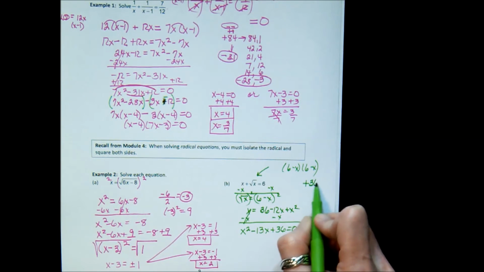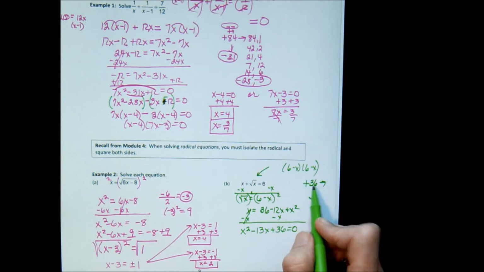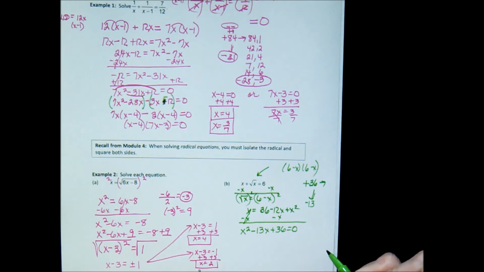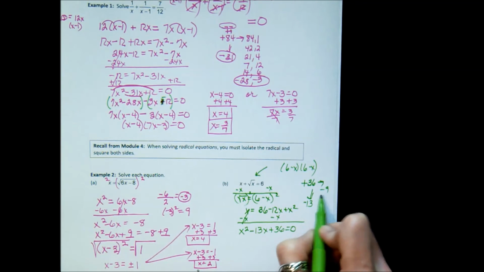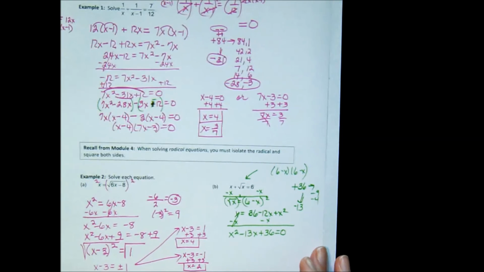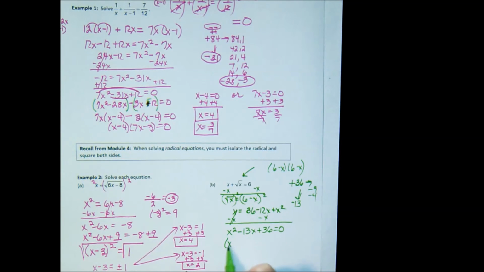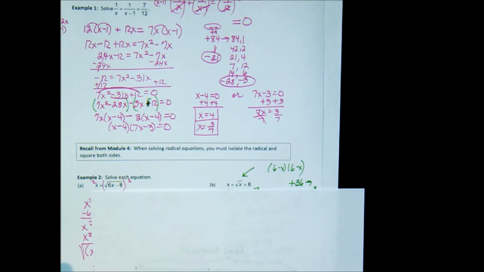For positive 36, I want two factors that multiply to make that, but add to make negative 13. I think those are negative 9 and negative 4. That gives me x minus 9 times x minus 4 equals 0. Using the zero factor property, either x minus 9 equals 0 or x minus 4 equals 0. Solving those two by adding a 9 here and adding a 4 here, I have two possible solutions. But once again, we're going to check those, 9 and 4, in our original equation.